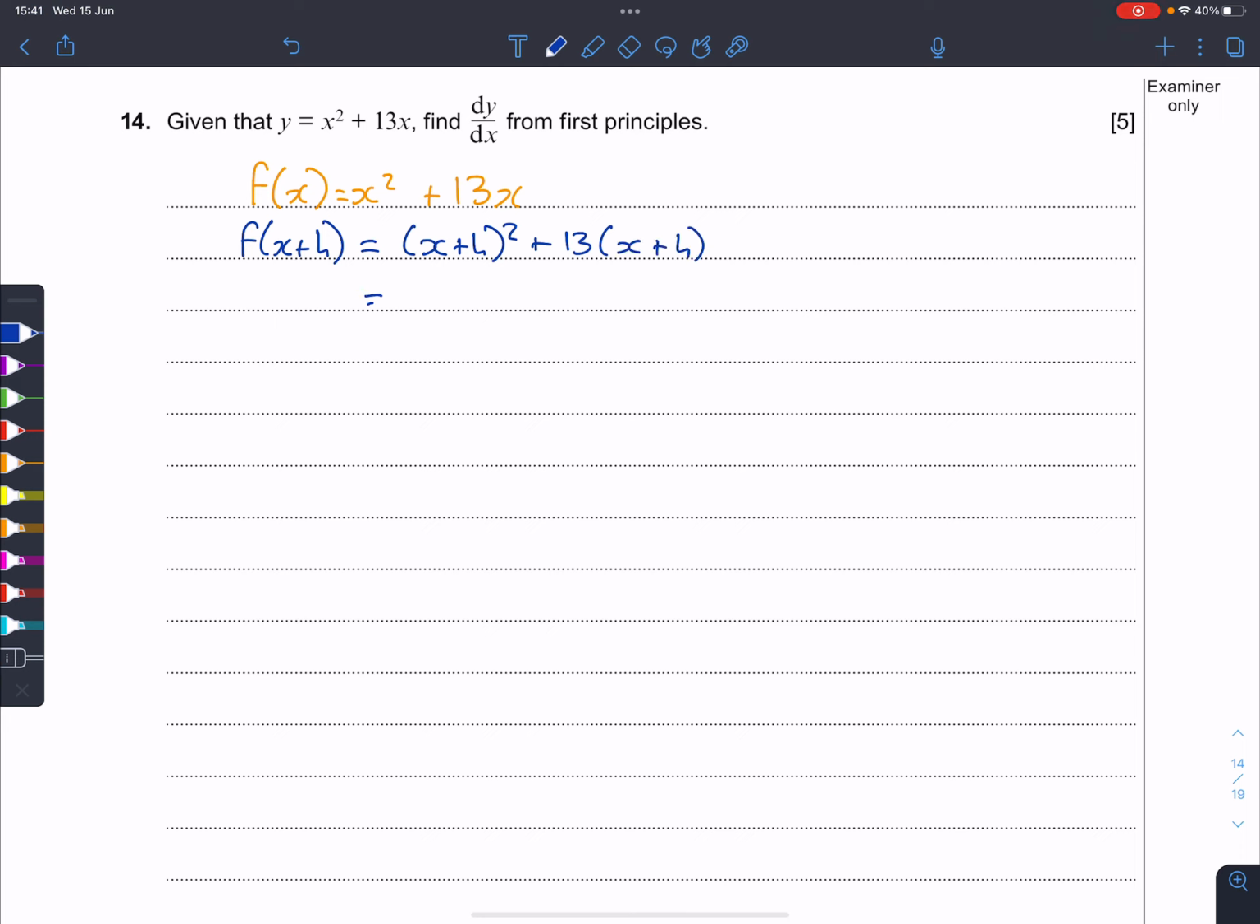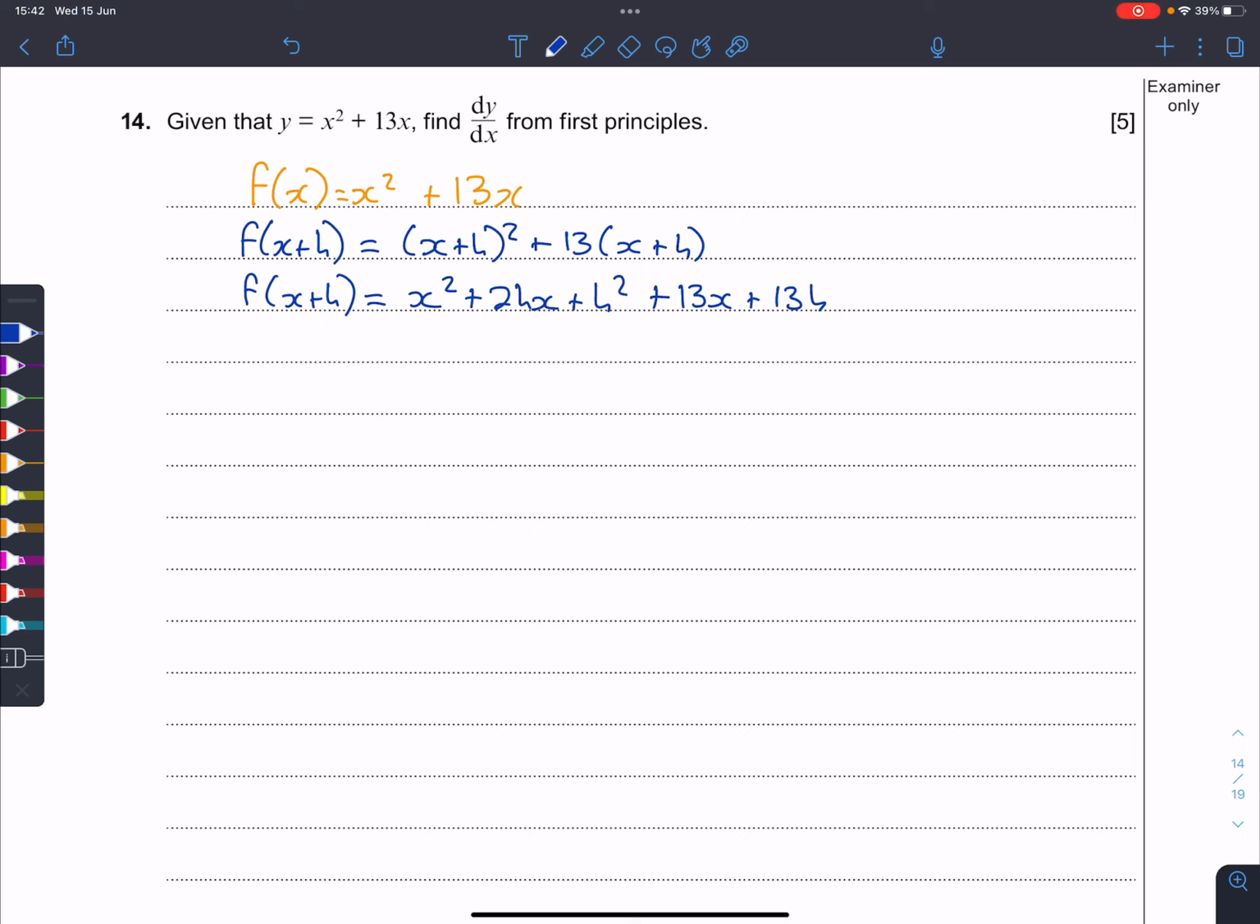And if I expand these brackets, the first is a binomial squared. So this is a quick one that you need to be able to do. You can square the first term. So the first term is x. If I square that, I get x squared. I double the product. Well, the product is multiplying those two together, which is hx. Double it is 2hx. And then I square the second term, which is h squared. And then expanding that second bracket is plus 13x plus 13h.